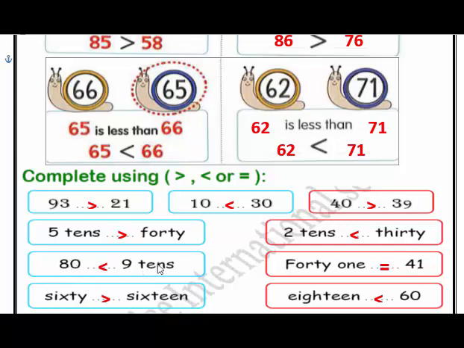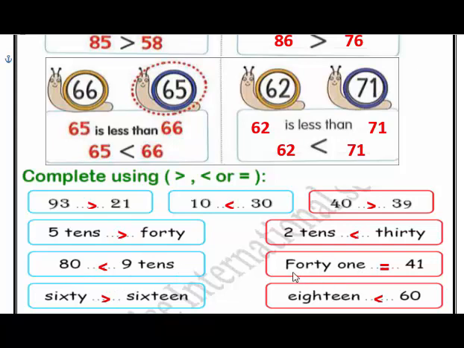80 and 9 tens, these are the same kind of number. 9 tens, cross tens, put 0, 9 tens will be 90. 80 and 90, where are the tens in 80? 8. Where are the tens in 90? 9. Which is bigger? 9. So the mouth of the fish is eating 9 tens.